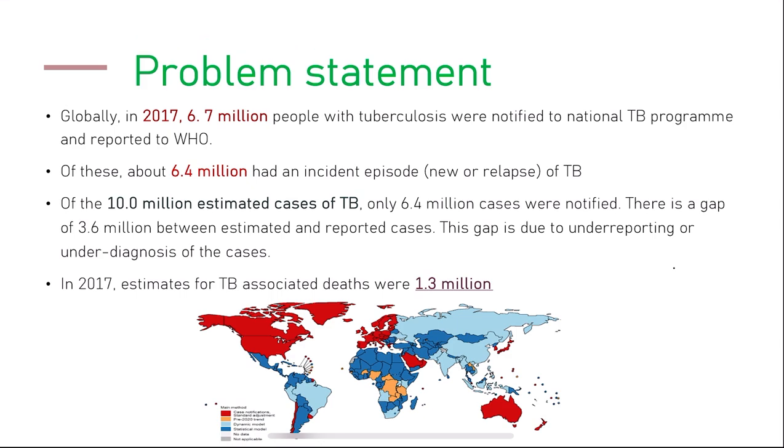In 2017, estimates for TB associated death were 1.3 million. So the estimated TB deaths in 2017 was 1.3 million and the cases were 6.7 million.